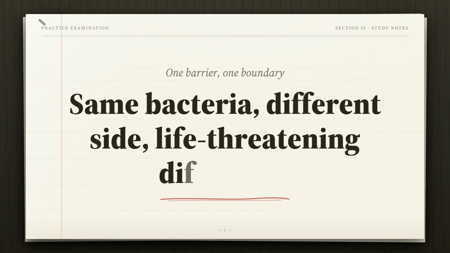Nothing about the bacteria changes when an ulcer perforates. What changes is which side of the epithelial barrier they occupy, and that single fact explains the entire clinical picture of peritonitis.